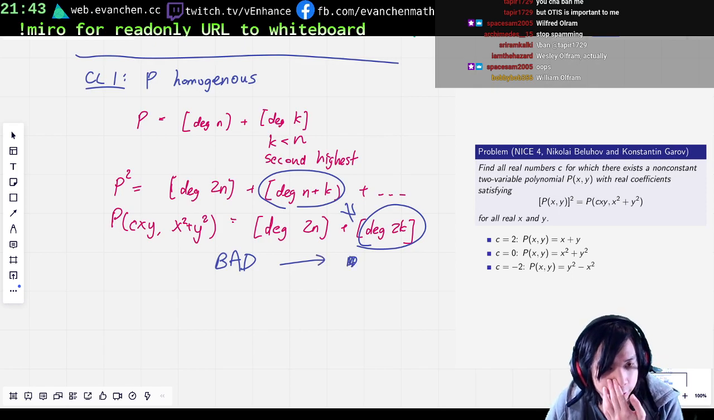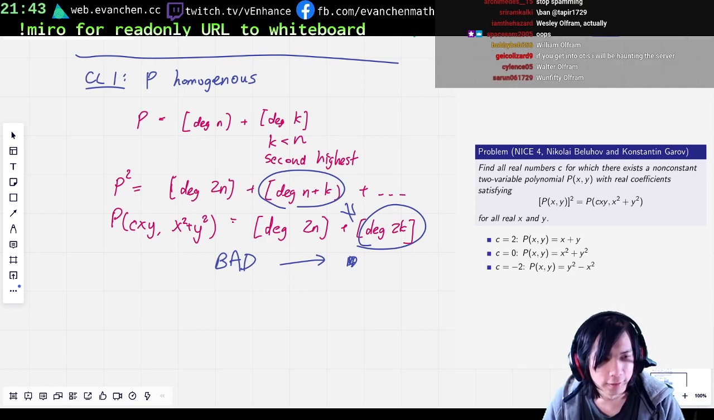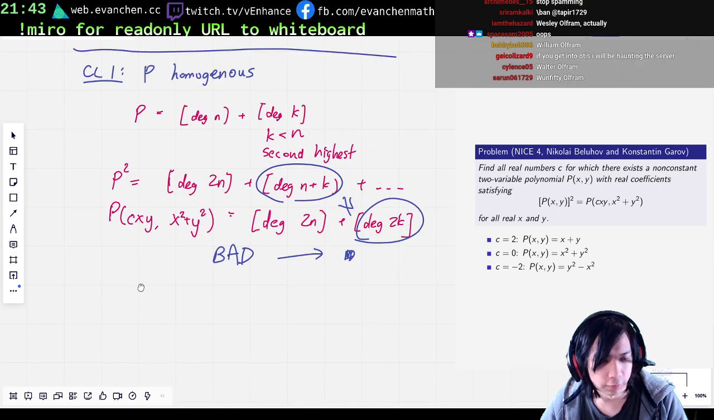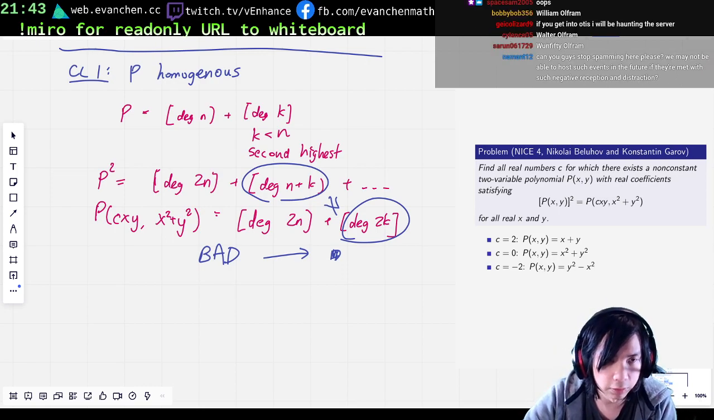Okay, so P is homogeneous, which makes our lives a lot easier because homogeneous two-variable polynomials are really just one-variable polynomials that are more symmetric. So this will help us a lot. So claim: P homogeneous.